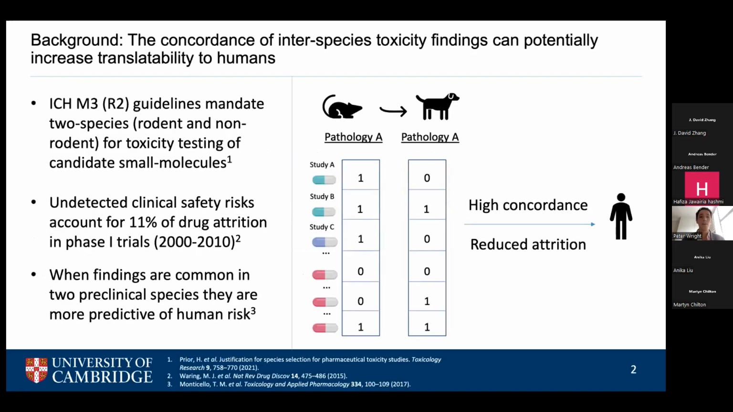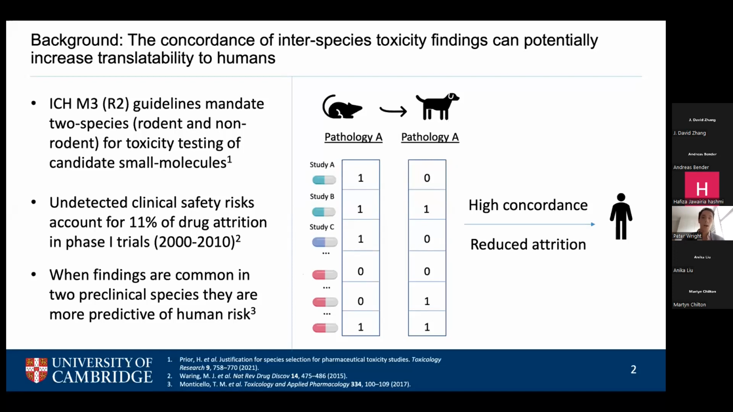Firstly, some background on concordance. As you know, within the ICH M3(R2) guidelines for toxicity testing of small molecules, we are mandated to test in two mammalian species, one being a rodent and one a non-rodent. However, despite this two-species testing paradigm, there are still 11% of drug candidates associated with undetected clinical safety risks in phase 1 human trials. This is from 2000 to 2010, so the number might have changed slightly, but there are still some undetected safety risks.